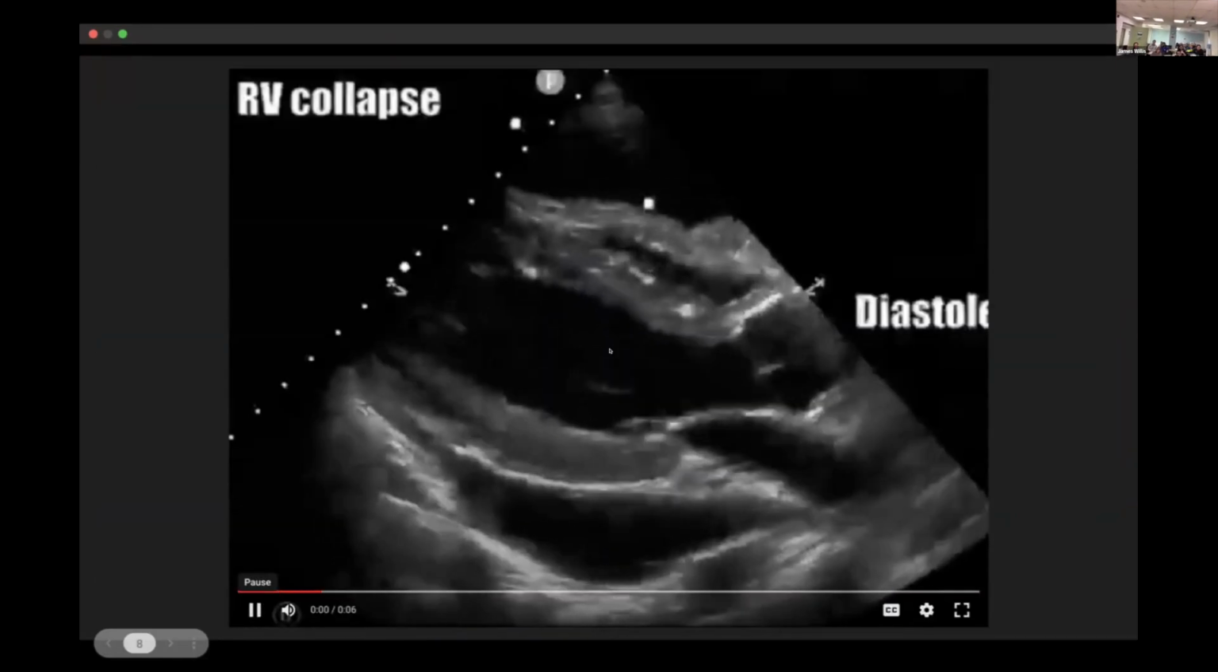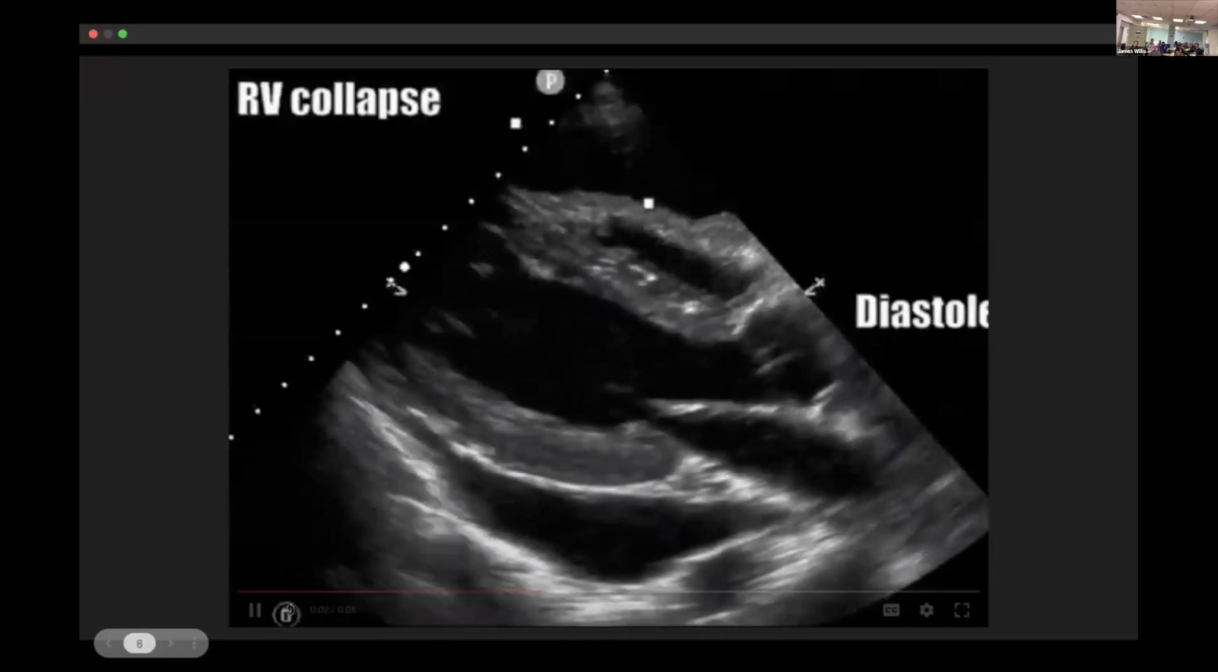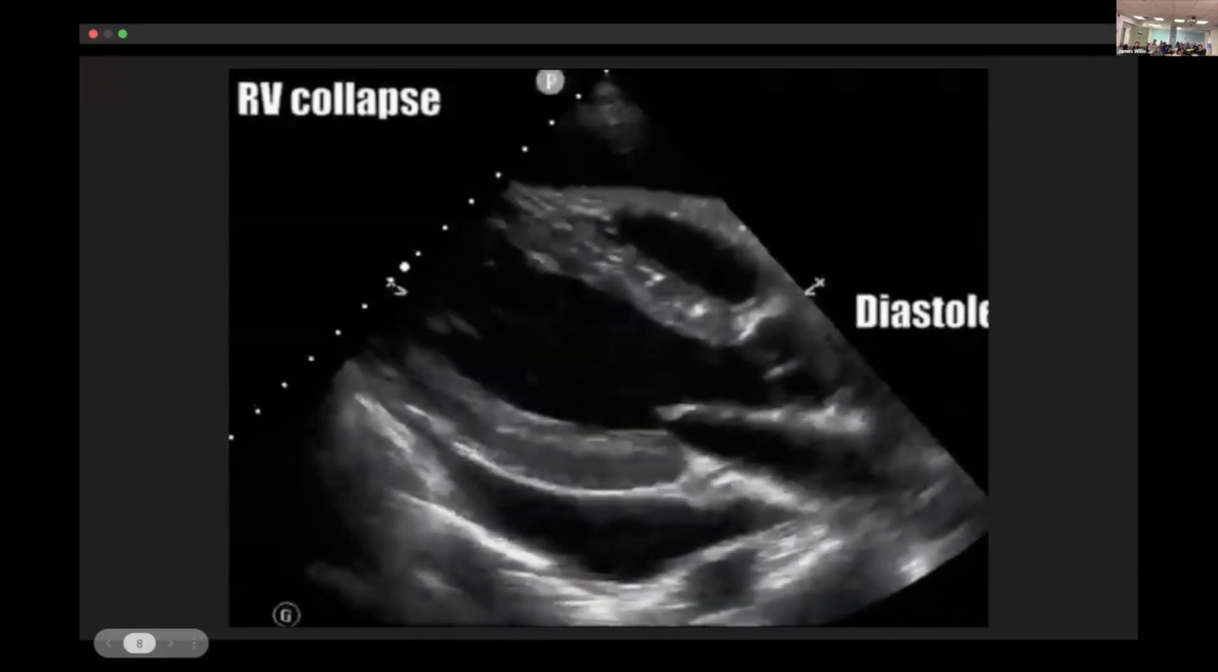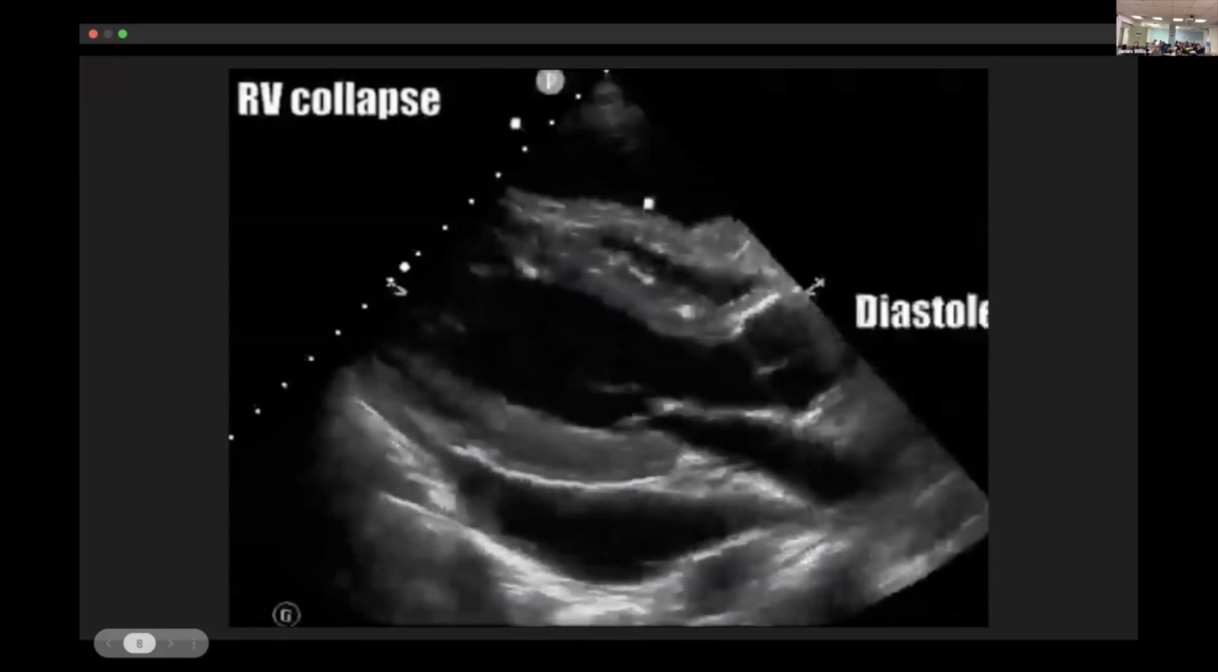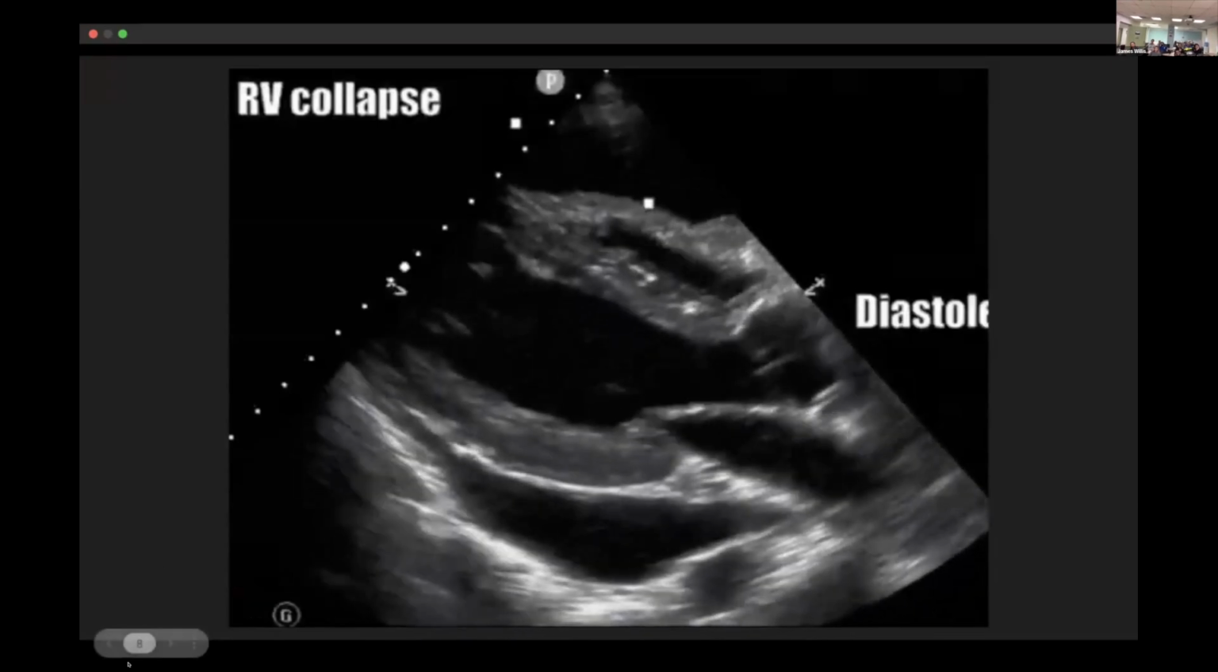All right, so see, open, collapse. Cool. You guys get it? Got it. Good. Oh, this one doesn't load.